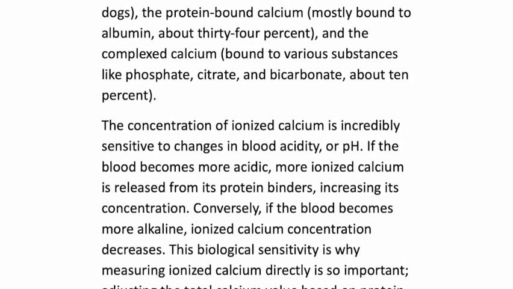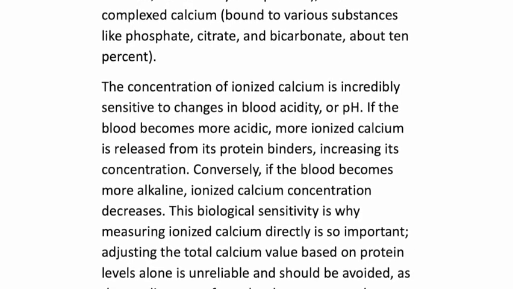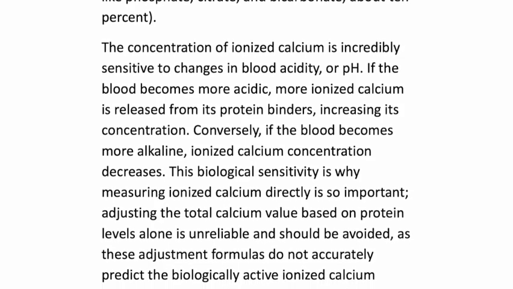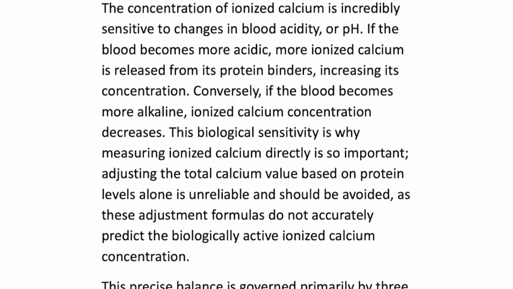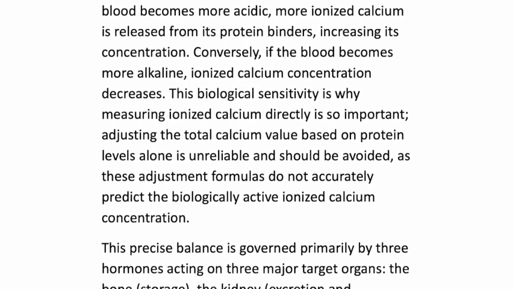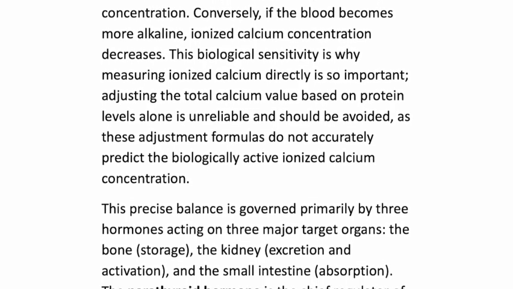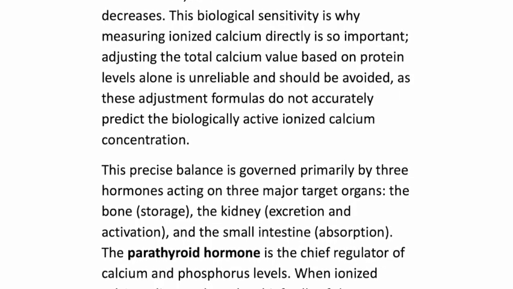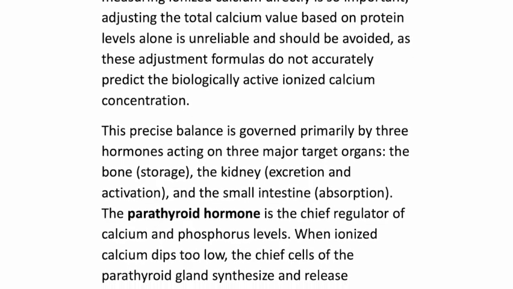The concentration of ionized calcium is incredibly sensitive to changes in blood acidity, or pH. If the blood becomes more acidic, more ionized calcium is released from its protein binders, increasing its concentration. Conversely, if the blood becomes more alkaline, ionized calcium concentration decreases. This biological sensitivity is why measuring ionized calcium directly is so important. Adjusting the total calcium value based on protein levels alone is unreliable and should be avoided, as these adjustment formulas do not accurately predict the biologically active ionized calcium concentration.